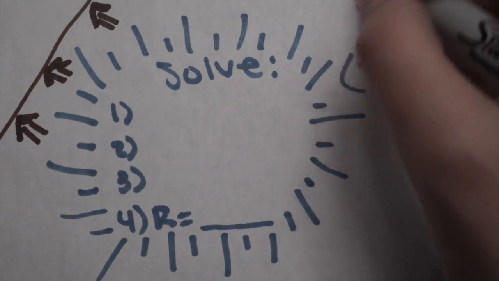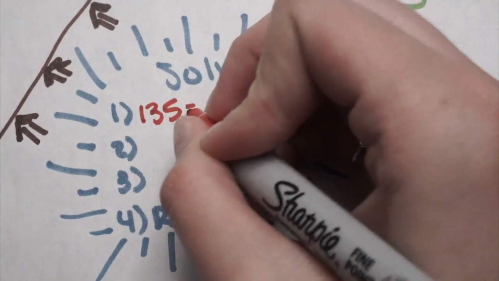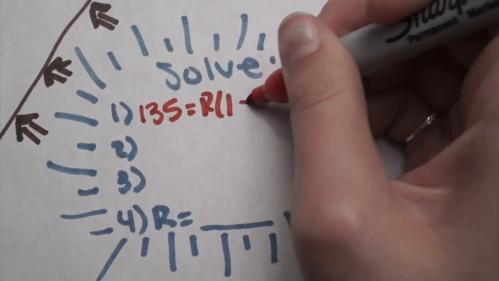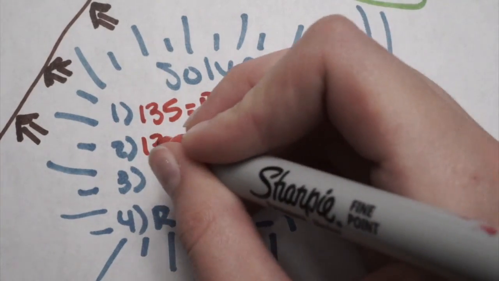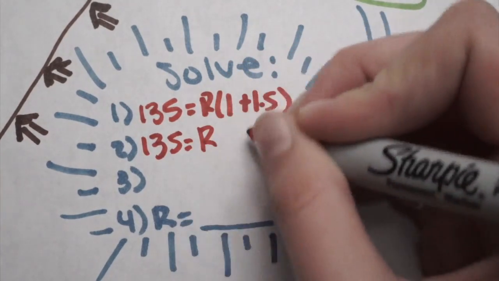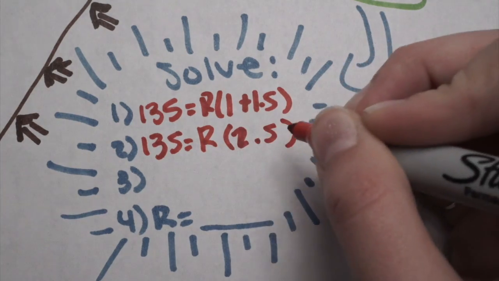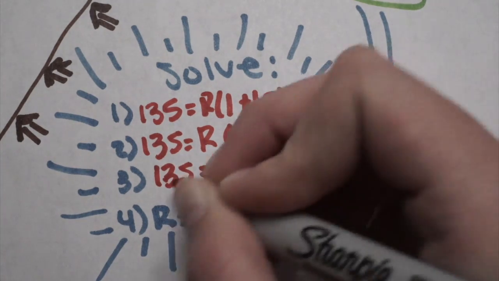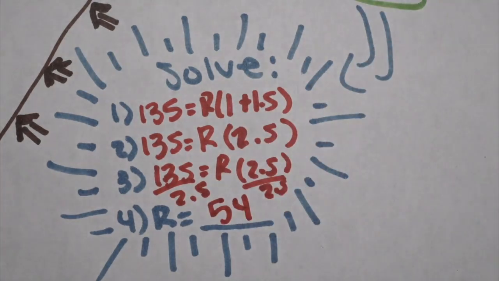Then factor out the GCF, or R, to get 135 equals R(1 + 1.5). Then solve for R, which means 135 equals R times 2.5. Divide 135 by 2.5, and you get R equals 54.